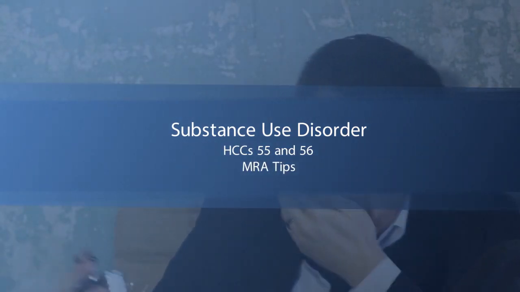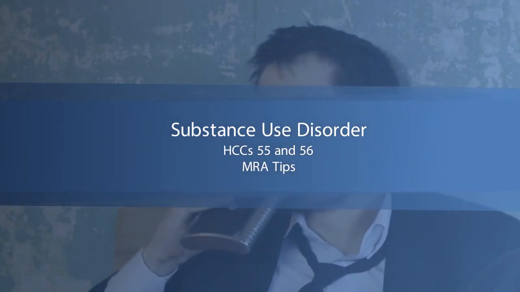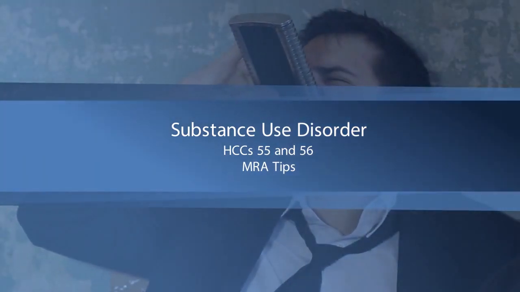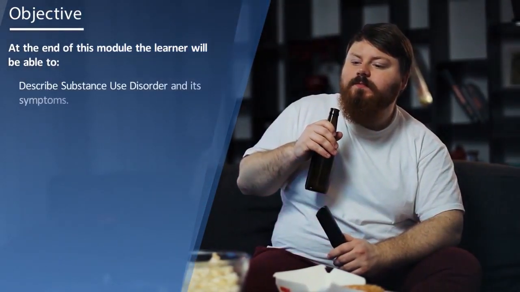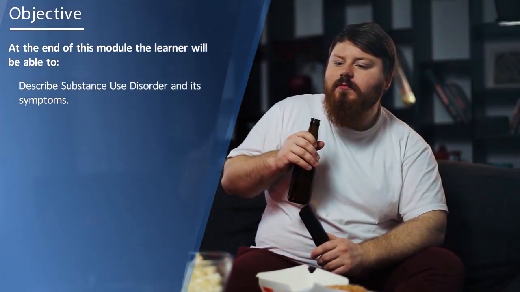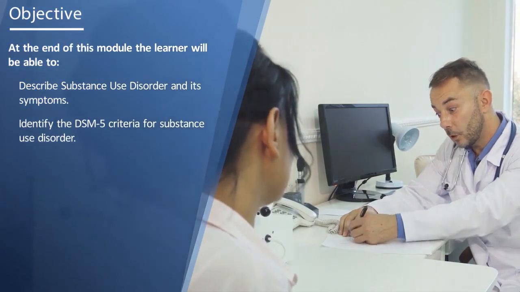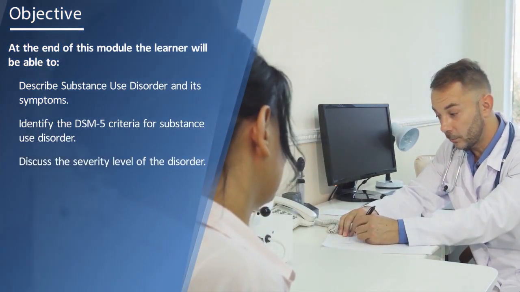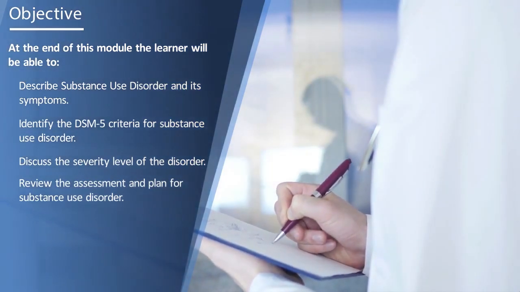This module has been developed specifically for MRA reviewers as a refresher on diagnosis criteria, documentation, and coding of substance use disorder. At the end of this module, the learner will be able to describe substance use disorder and its symptoms, identify the DSM-5 criteria for substance use disorder, discuss the severity level of the disorder, review the assessment and plan for substance use disorder.